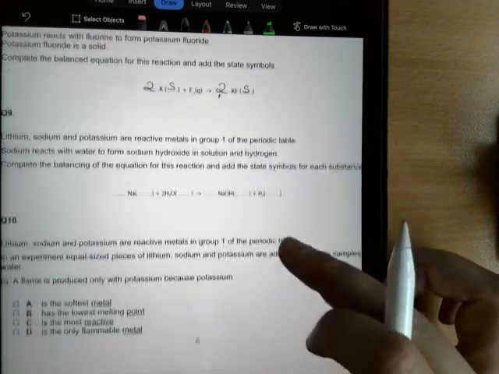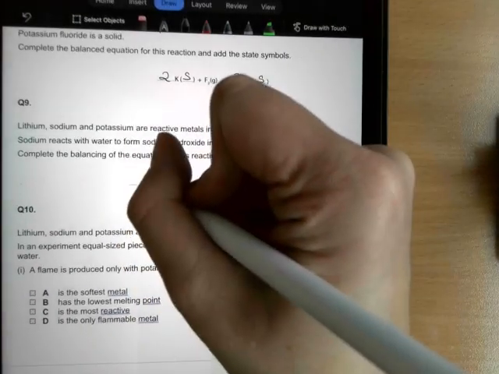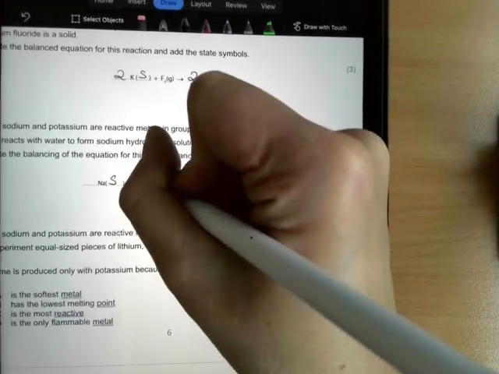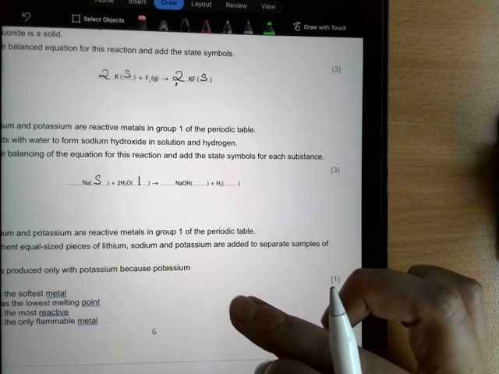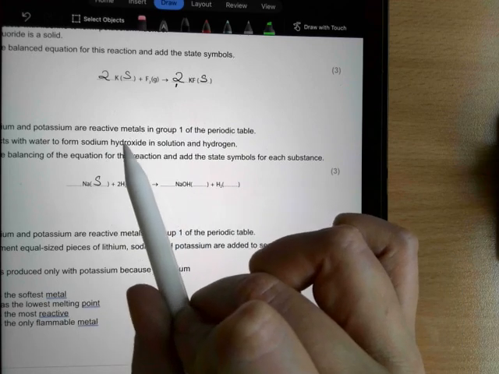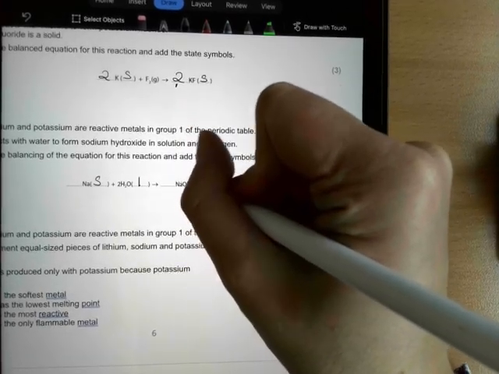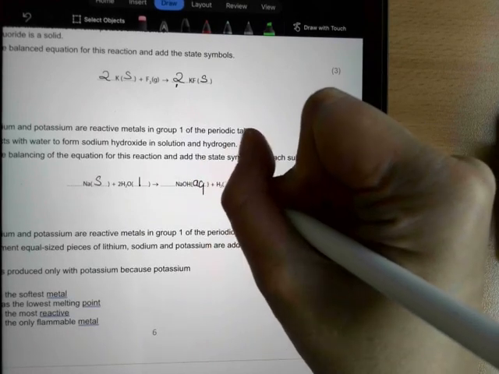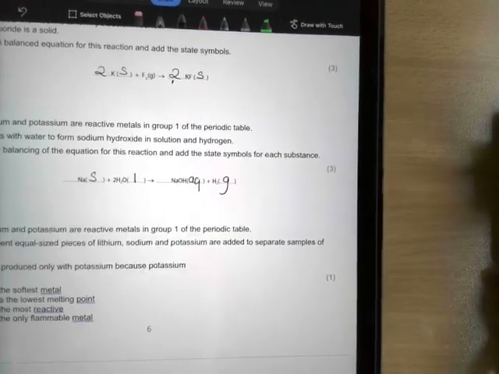The next question is something similar: state symbols and balancing. So again, you've got sodium. Sodium is a metal, it's in group 1, so it's going to be a solid at room temperature. Water at room temperature is going to be a liquid. Make sure you're not writing aqueous there. It's only aqueous if something's dissolved in water, but this is pure water. Then you've got NaOH, which is sodium hydroxide, and they tell you that's in solution. If something's in solution, then it's going to be aq. And then you've got hydrogen, and you are expected to know that hydrogen is a gas. That is why we see bubbles. So hydrogen is a gas.